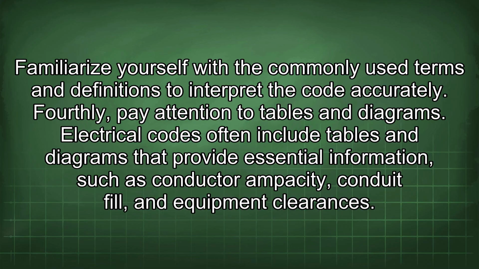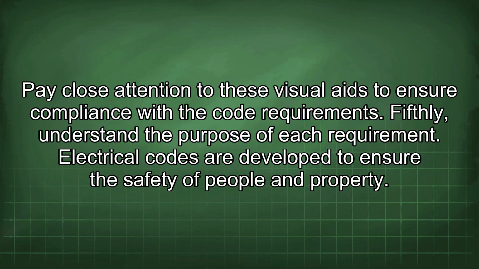Fourthly, pay attention to tables and diagrams. Electrical codes often include tables and diagrams that provide essential information such as conductor ampacity, conduit fill, and equipment clearances. Pay close attention to these visual aids to ensure compliance with the code requirements.